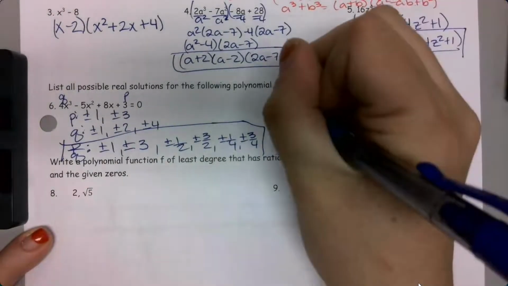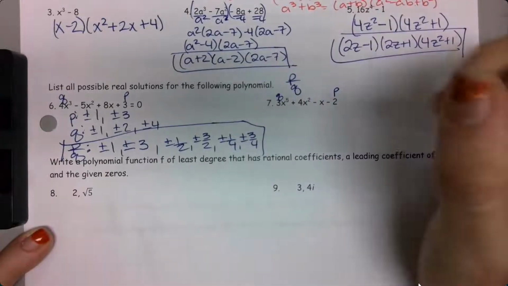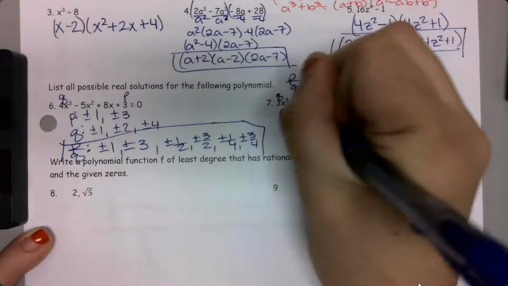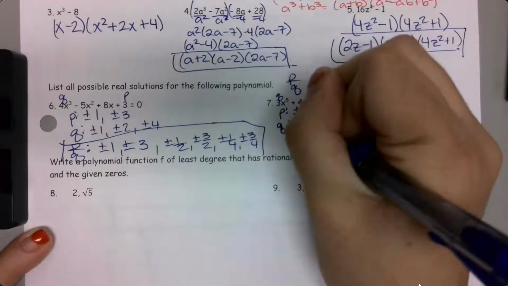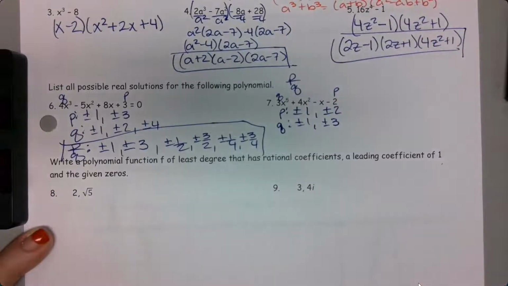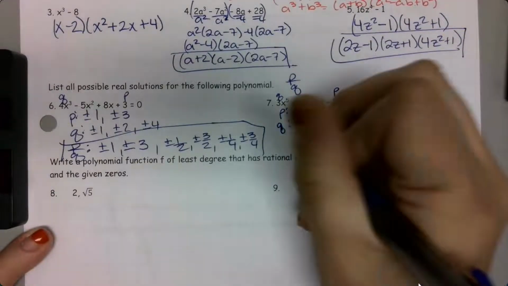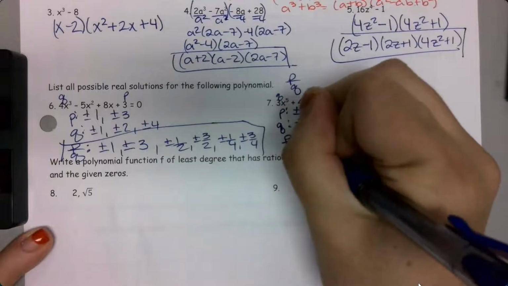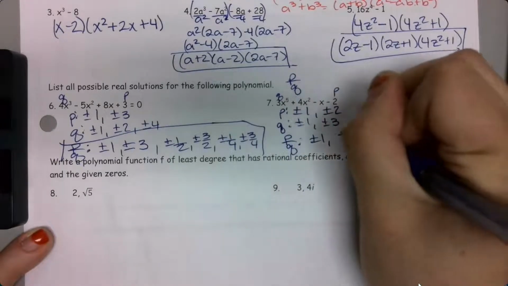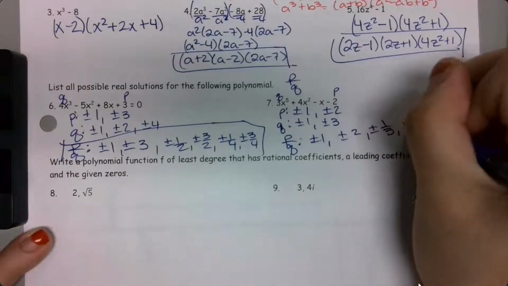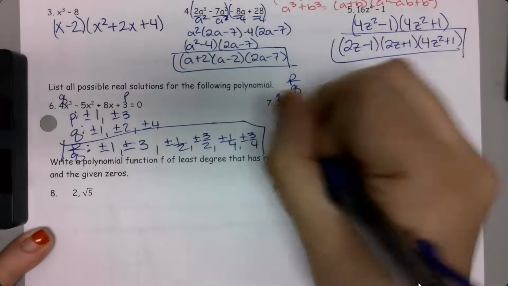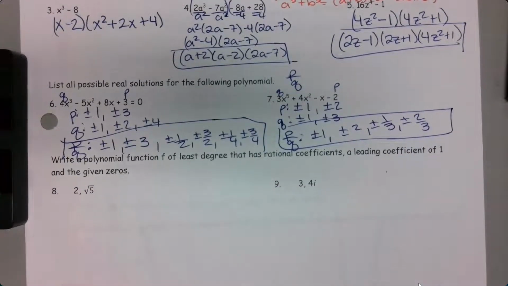Same thing over here. My q is 3. My negative 2 is p. So my possible factors for p are 1 and 2. My possible factors for q are 1 and 3. So then I just divide. That's going to give me plus or minus 1, plus or minus 2, because I take those and divide by 1. Then I'm going to divide them by 3. That gives me 1/3 and 2/3. It's always your factors of your constant divided by your factors of your leading coefficient.